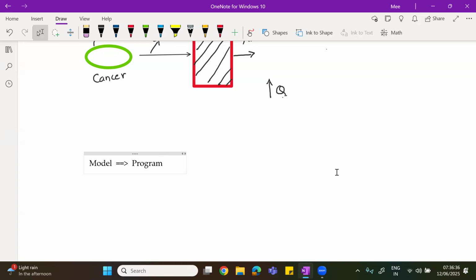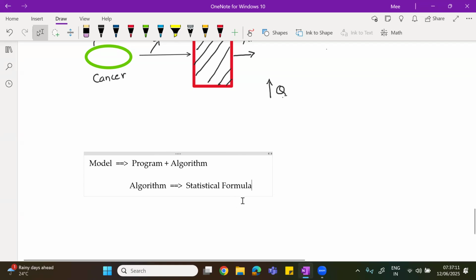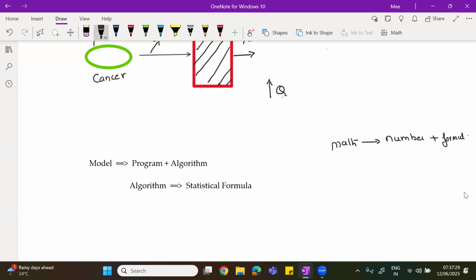Because this program is based on an algorithm. Again, what is an algorithm? An algorithm is nothing but a statistical formula. If you check the definition, it says that a step-by-step process of implementing a formula, that is a statistical formula, is called an algorithm. Why is it saying that? Maths has formulas. Maths deals with numbers plus formulas, that's it. We have numbers, we have some formulas, and we do it. Simple. Now, maths has a branch called statistics.